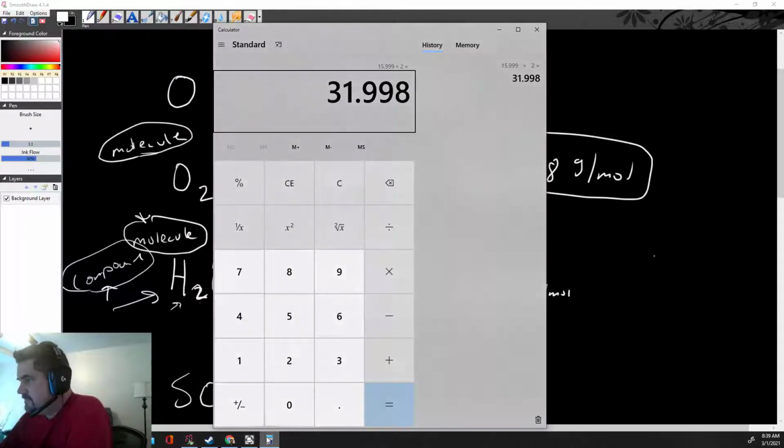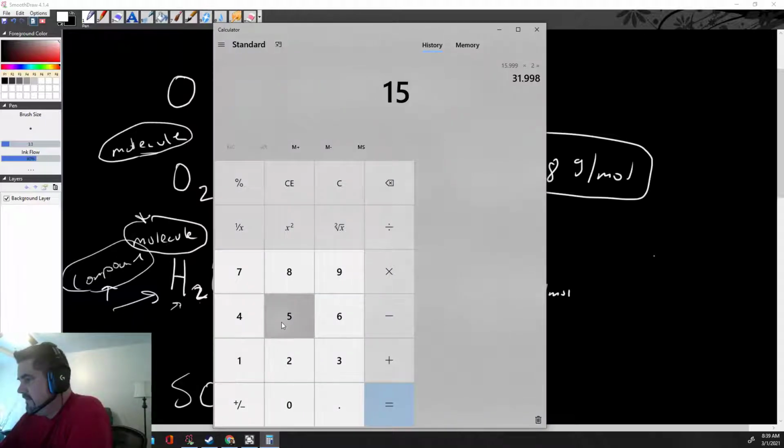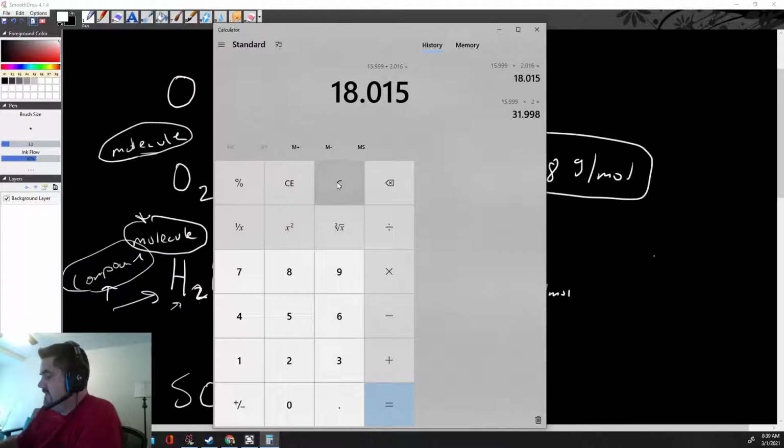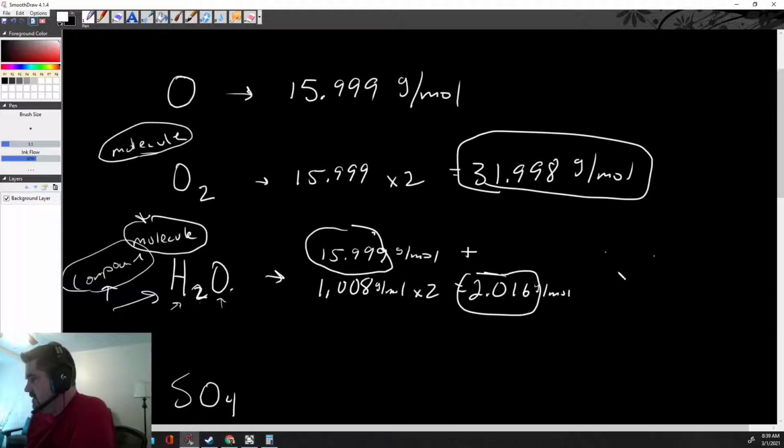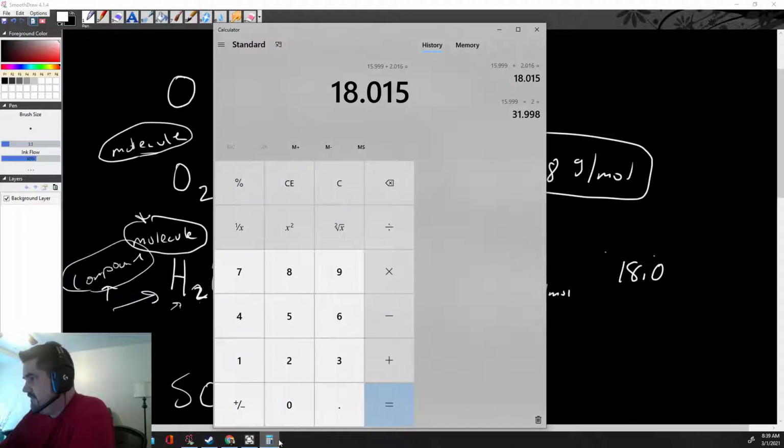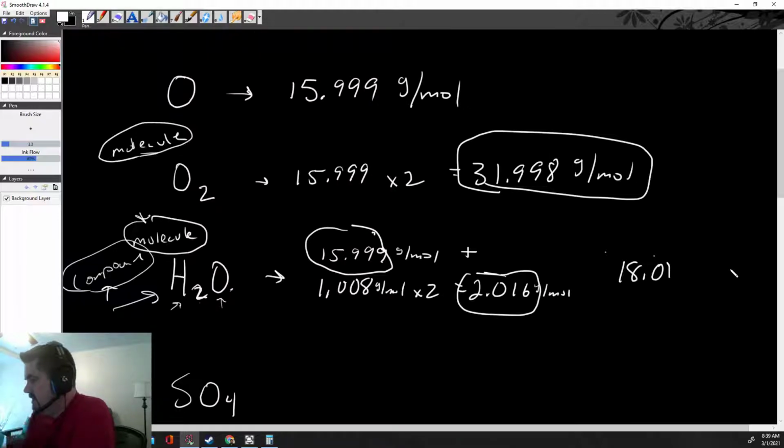So let's do that. Clear. 15.999 plus, what was it? 2.016. And that's 18.015. And that's how many grams of water you would find in 1 mole of water.